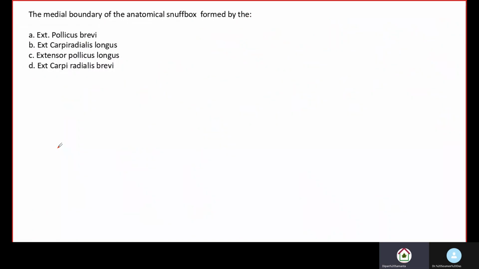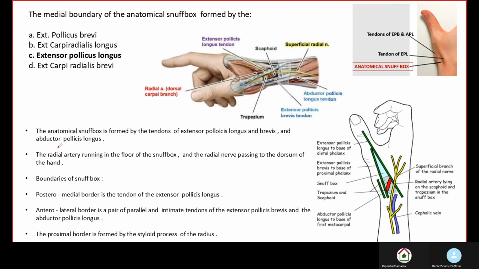Next, the medial boundary of the anatomical snuffbox is formed by: extensor pollicis brevis, extensor carpi radialis longus, extensor pollicis longus, extensor carpi radialis brevis. And the answer is extensor pollicis longus, the medial boundary.